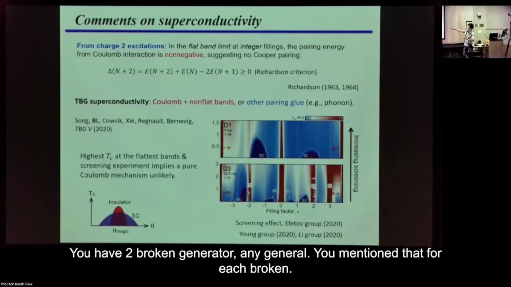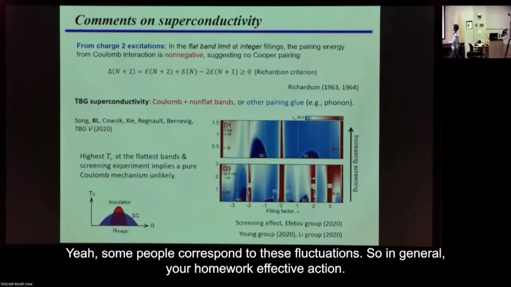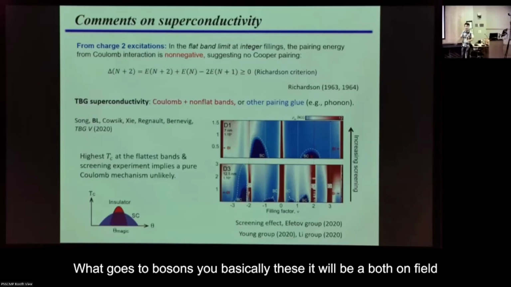That's why I give you this expression here. But you can prove that this number is actually always non-negative, actually pretty positive. So that tells you if you want to get superconductivity at integer filling, Coulomb interaction in the flat band limit doesn't quite work. Basically, the Cooper pairing from Coulomb interaction doesn't work.